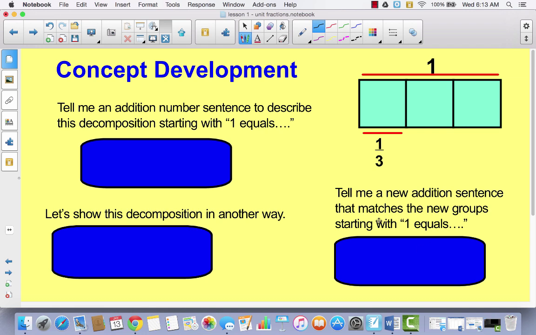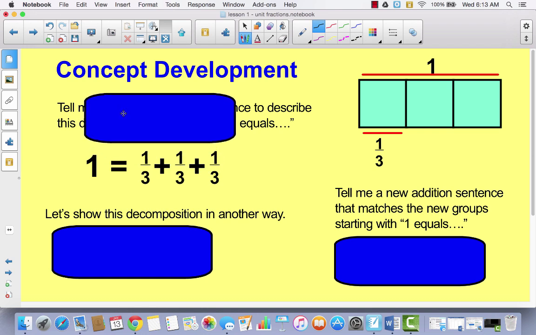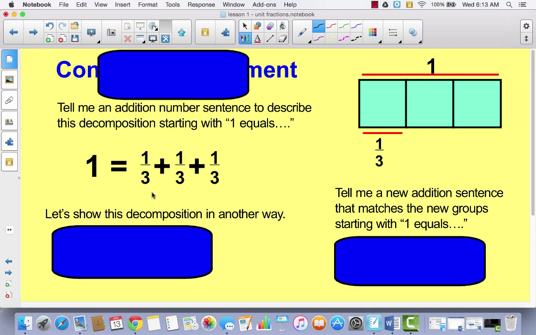Now, let's think of this as an addition sentence, because remember we said we were going to decompose a fraction as a sum of unit fractions. So we're going to start our number sentence with 1 equals, and we're actually going to be writing this in our math journal. So 1 equals what? Well, actually 1 equals 1/3 plus 1/3 plus 1/3. I want you to write this in your math journal.